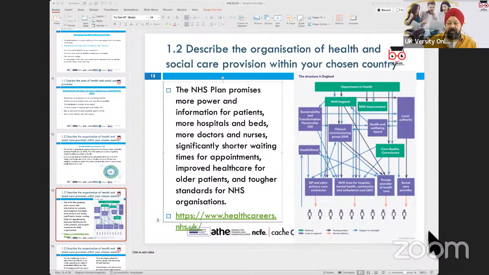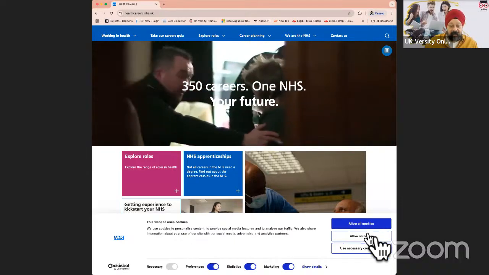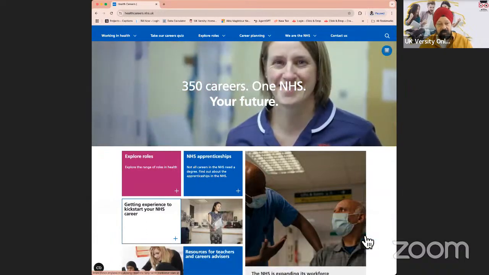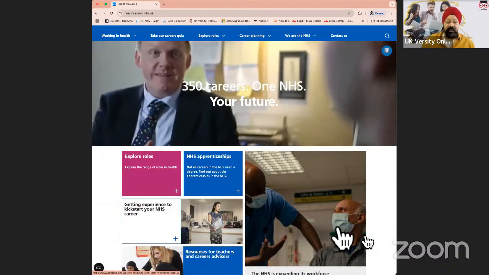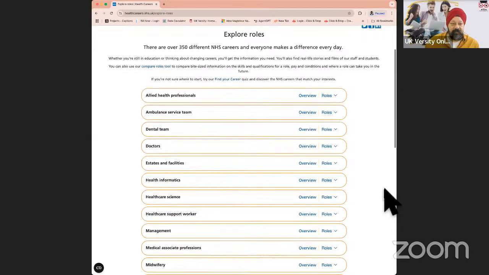So in terms of understanding the different kinds of professionals who work within the NHS to provide health and social care to members of the public, this website gives you a very good idea for exploring those roles. There are literally 350 different types of roles which could be involved in providing these services to members of the public. So you click on this red tab, which is Explore Roles, and these are the different roles you could work under when you are working within health and social care provision within England.